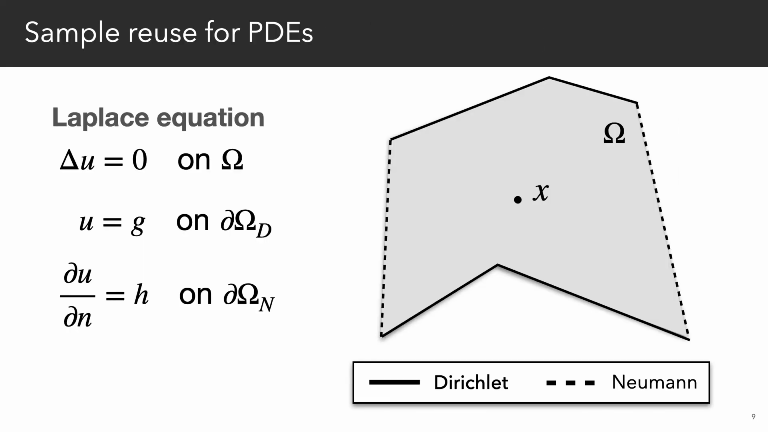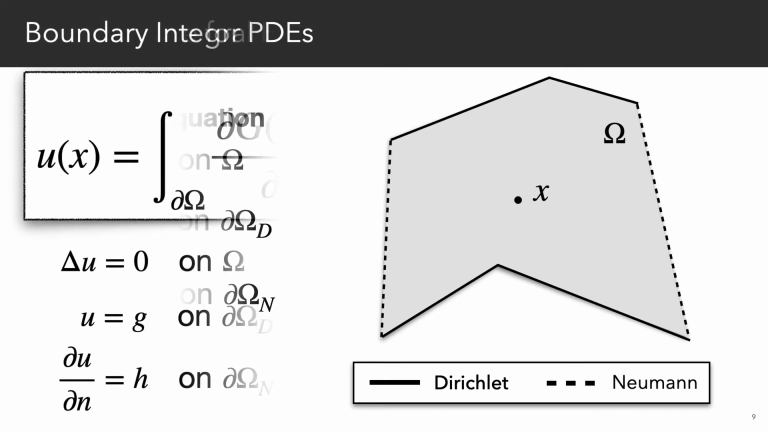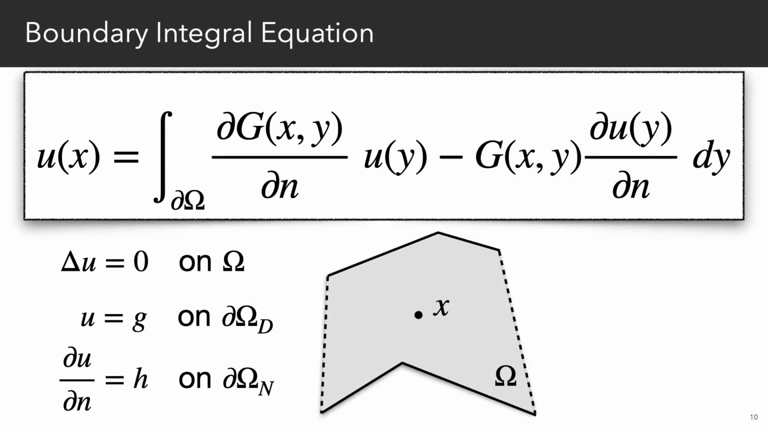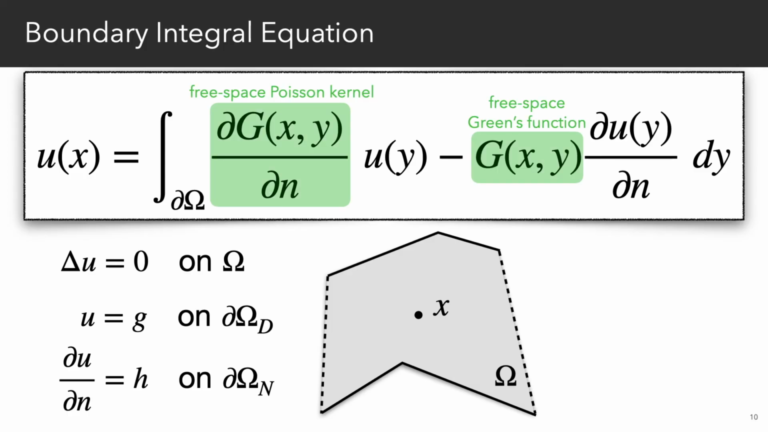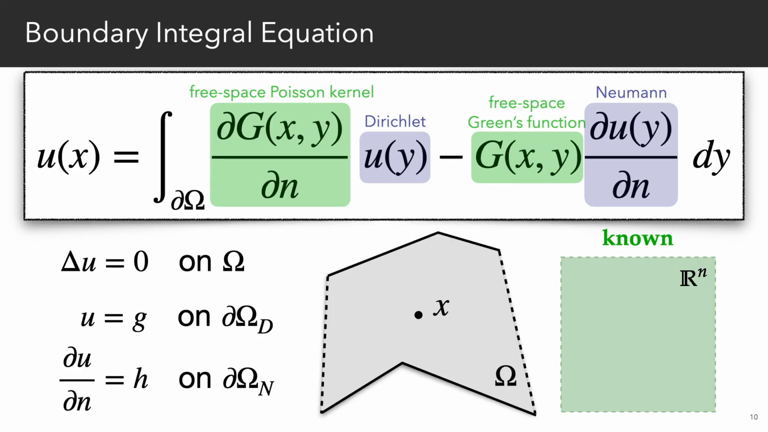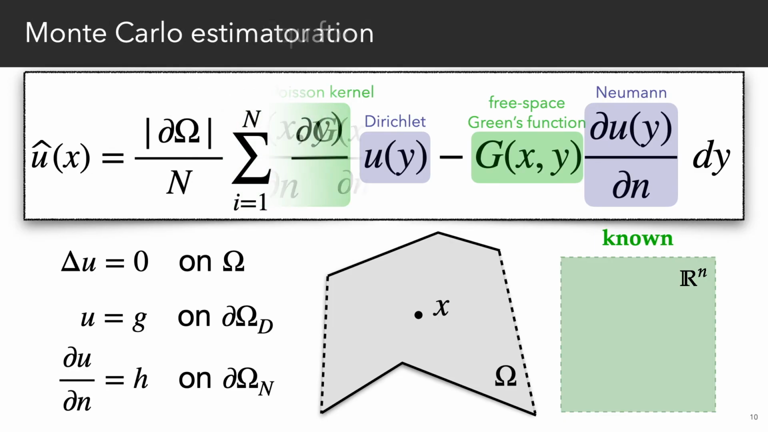To better understand this sampler reuse strategy, let's consider a Laplace equation with mixed Dirichlet and Neumann boundary conditions. As before, the solution to this PDE is given by a boundary integral equation. But unlike walk on stars, we'll now let g be the free space Green's function over all of R^n, which is also known analytically in closed form. So what this equation says is that if we know both the Dirichlet and the Neumann values on the boundary, then we can compute the solution u anywhere inside the domain.